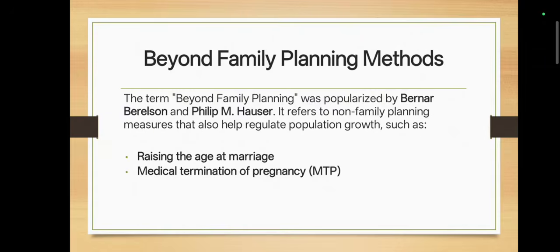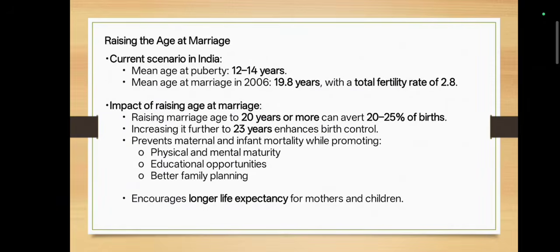Beyond family planning. Beyond family planning measures were popularized by Bernard Berelson and Philip Hauser. These include raising the age at marriage and medical termination of pregnancy.